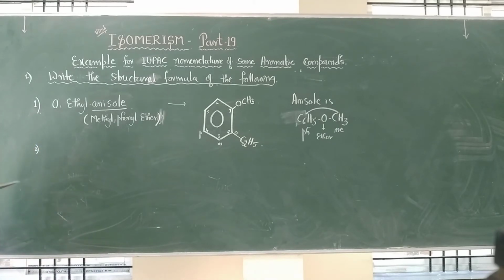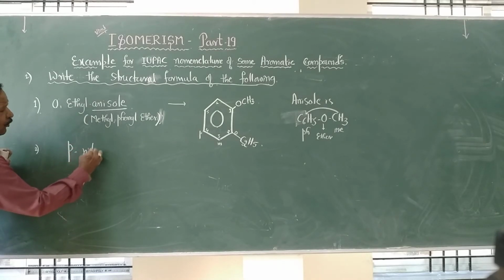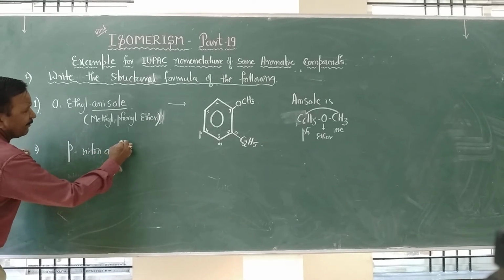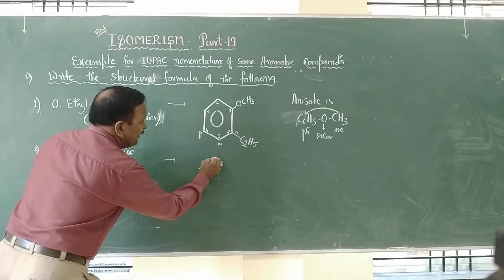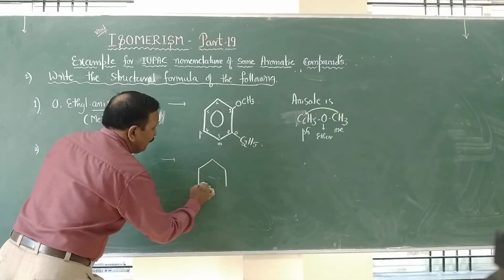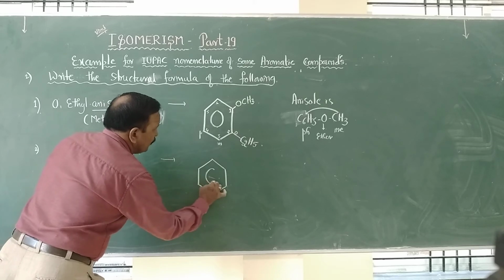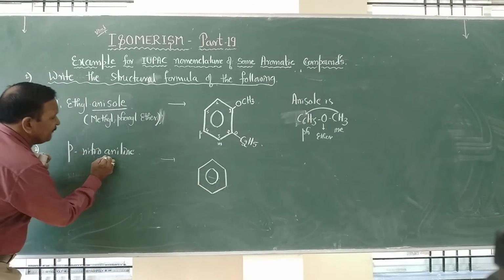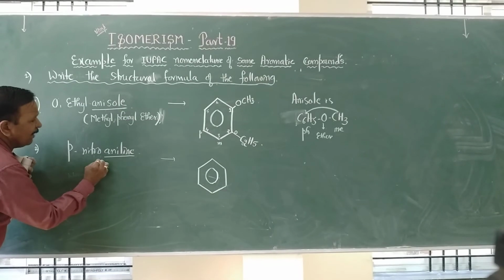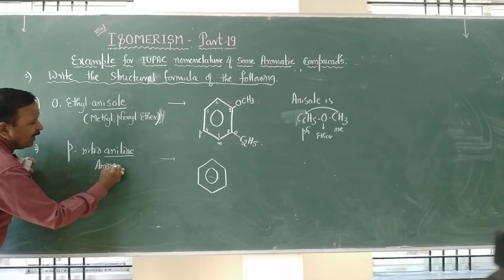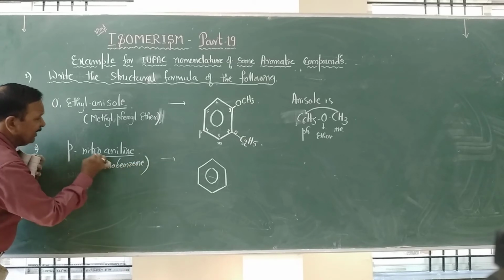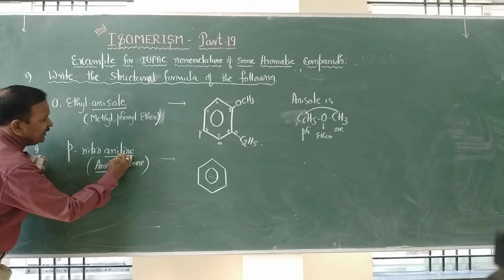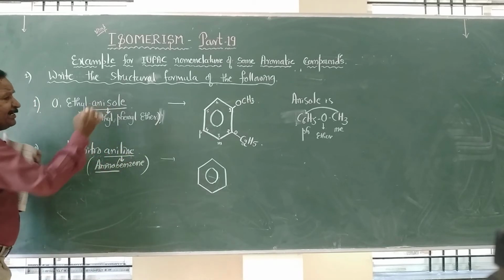And the second one, very simple, para-nitroaniline. Para-nitroaniline. So, if you write here, the choice is left to you, where you are going to write first. So, aniline is aminobenzene. So, the first group selected should be the amine group. This is aminobenzene. This is anisole.